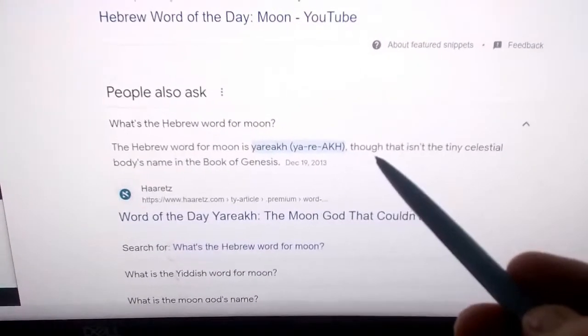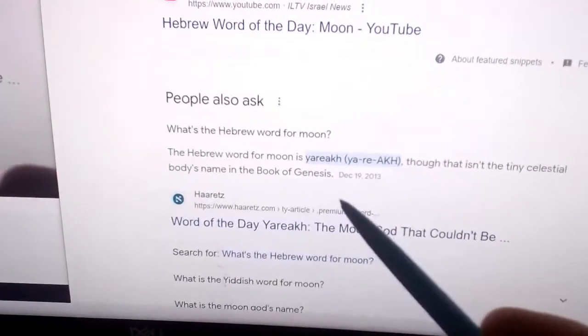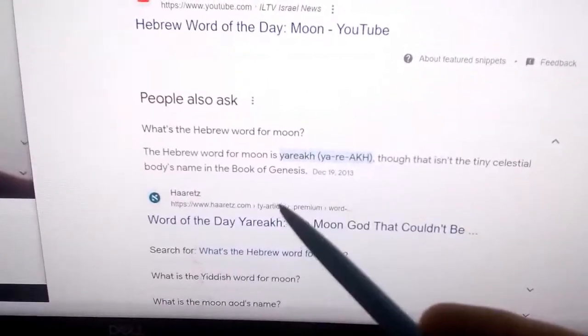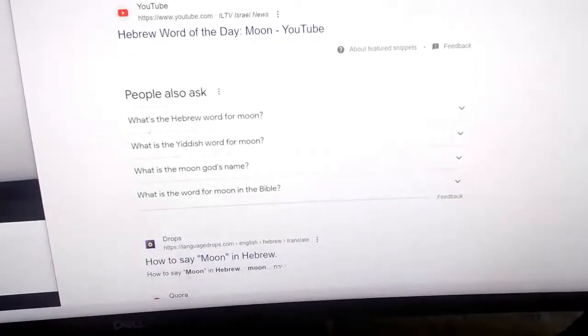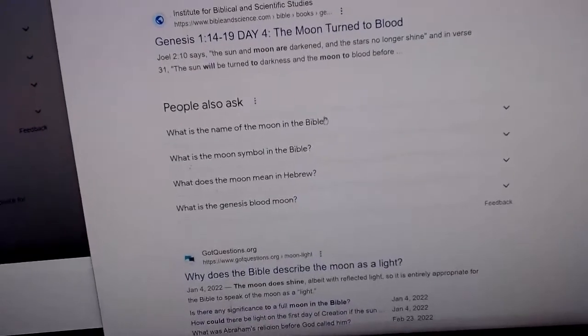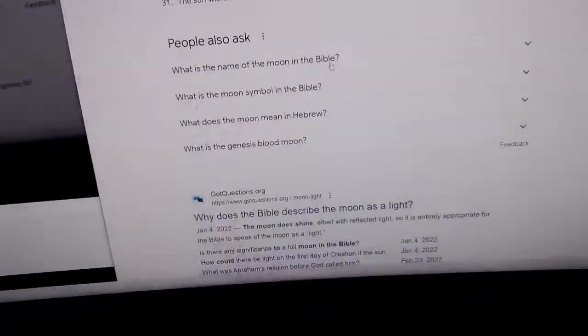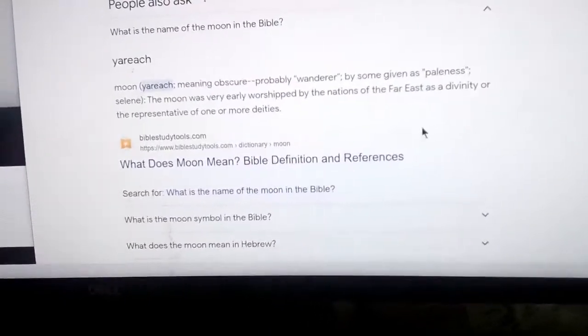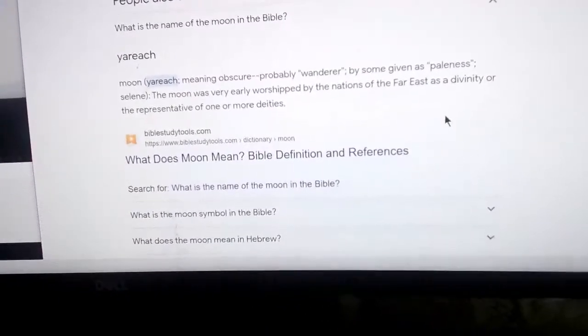Eureka. The Hebrew moon is Eureka, though that isn't the tiny celestial body's name in the book of Genesis. What is the book of Genesis? Let me see. In the book of Genesis, how do you say moon? What does moon mean in the Bible?